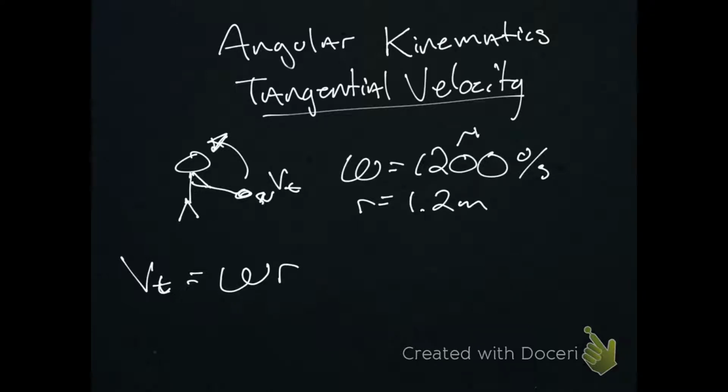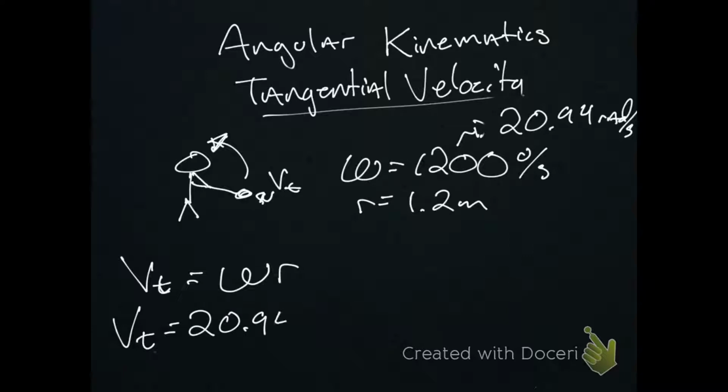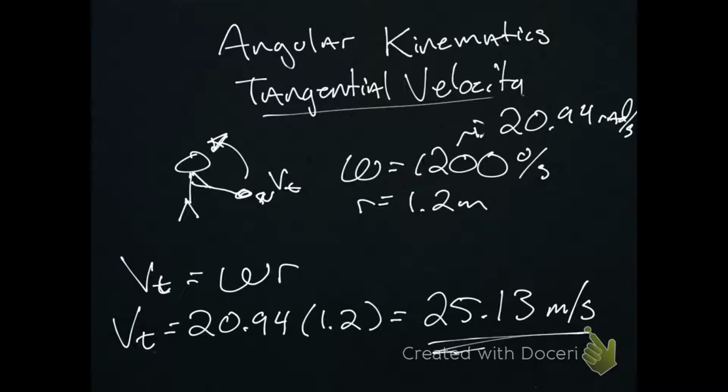So let's go ahead and convert that to rads by dividing it by 57.3. So when we convert the 1200 degrees per second to rads, we get 20.94 rads per second. So let's go ahead and calculate this. VT, sorry, I keep doing VI. VT equals 20.94 times the 1.2, and we get 25.13 meters per second is how quickly the head of the hammer is moving.